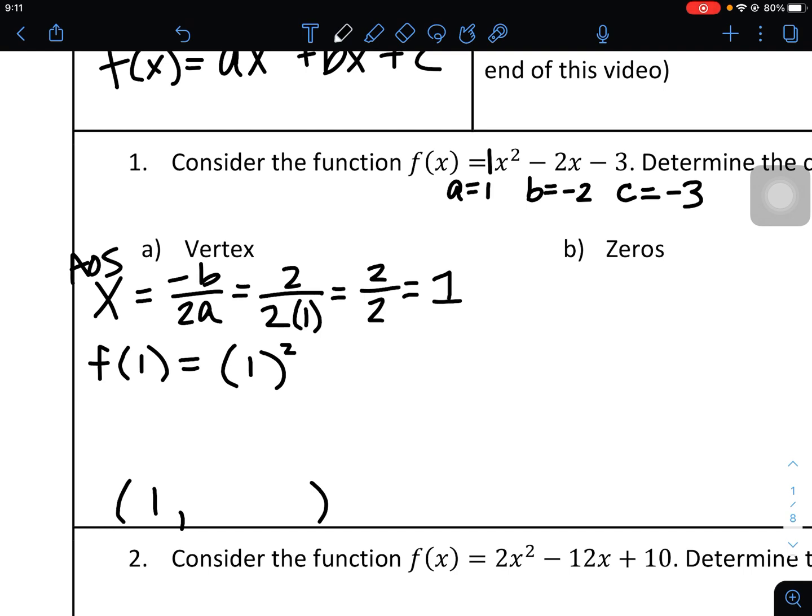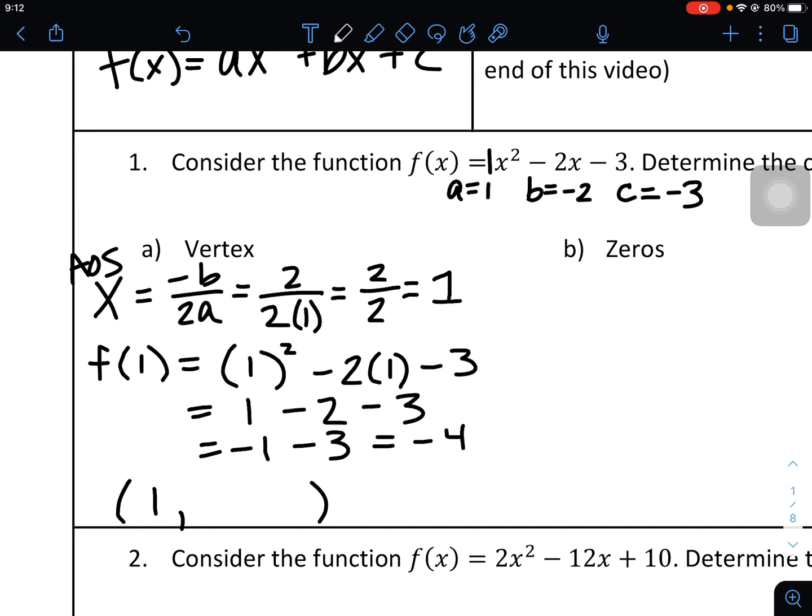So 1 squared minus 2 times 1 minus 3. 1 squared is 1. -2 times 1 is -2. 1 minus 2 is -1. Minus 3 equals -4. So the y value of my vertex is -4. So here is our vertex, 1, -4.